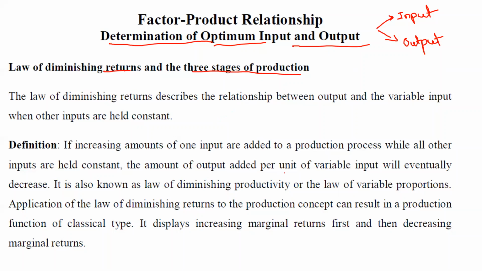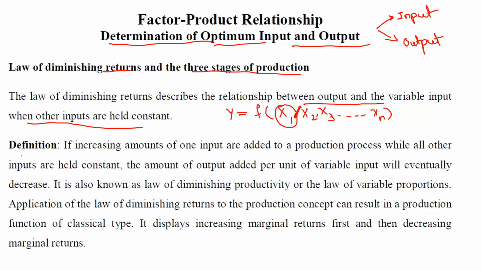Law of diminishing returns describes the relationship between output and the variable input when other inputs are held constant. यहाँ पे law of diminishing returns में हम आउटपुट और एक वेरिएबल इनपुट होगा और बाकी सारे फिक्स्ड इनपुट्स हो गए. So our production function will be y = f(x1 | x2, x3, ..., xn). So this bar will separate the variable input from fixed inputs. So x1 is the variable resource or variable input.